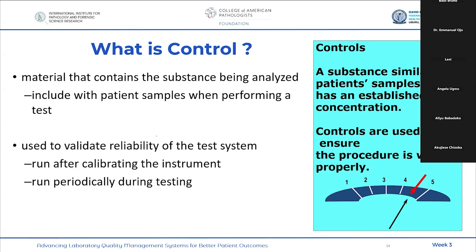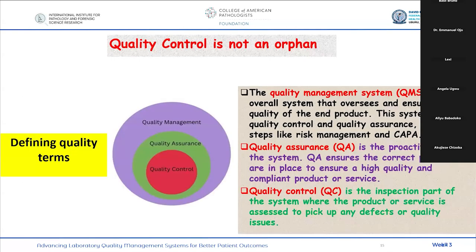So you may be running it every 24 hours, depending on the policy of the lab or what you have in your procedure. You may be looking at running QC at the end of every shift. So QC is a substance that is similar to a patient sample. We are going to see under characteristics of quality control materials that it should be the type of material that mimics the patient sample. They are used to ensure that the procedure is working properly.